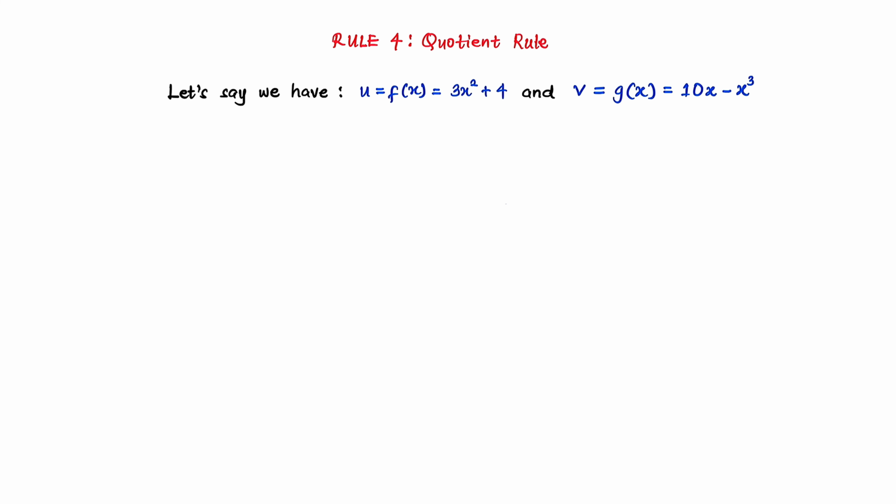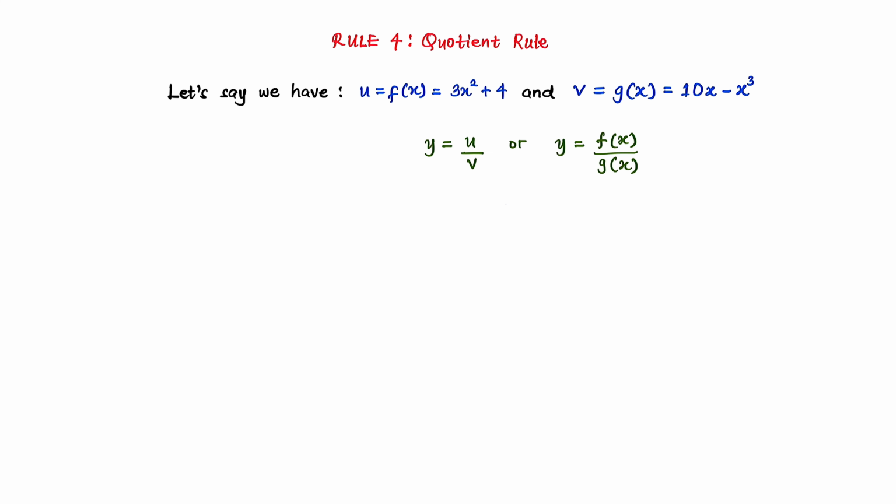However, we have another function, which is v, which is also a function of x, but to avoid confusion, let's call it g of x, and it's equal to 10x minus x cubed. We can see that these two separate functions, we can take their derivative respectively with respect to x on their own. However, when we have these two functions dividing each other, for example, let's say the first function u is dividing the second function v.